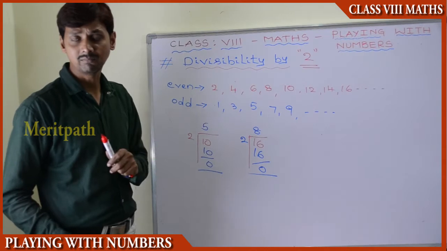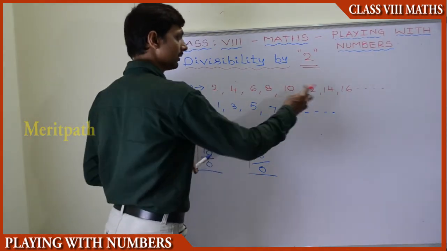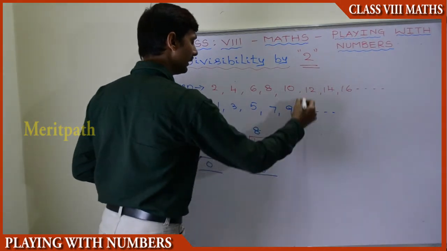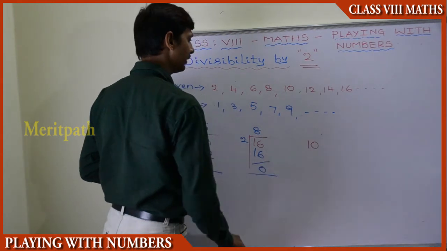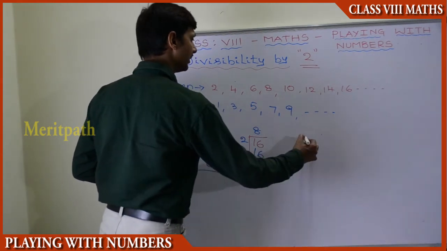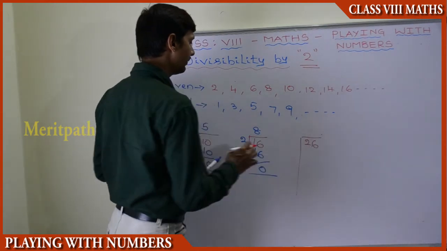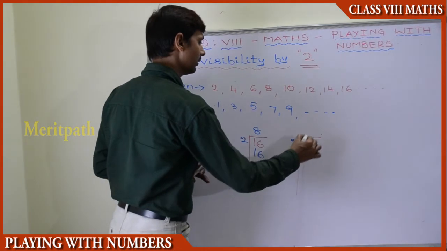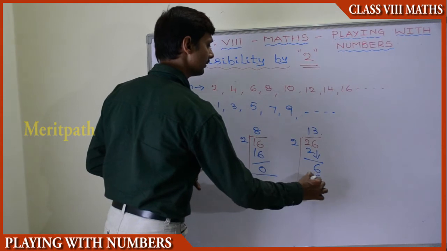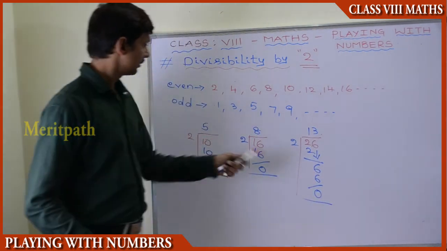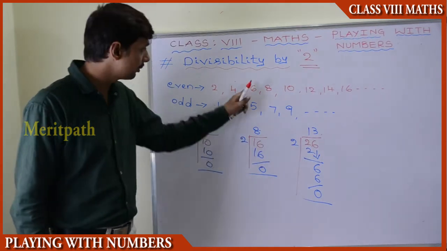Let's take another number from the even numbers. We have taken 10 already, so let's take some other number, 26. So when we divide it by 2, we get here 1 time 2. So let's take this 6, 3 times 6, 0. So what we understood is that the numbers we get here, 10, 16, 26, are divisible by 2.